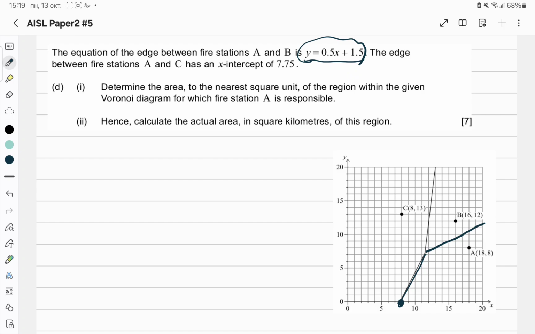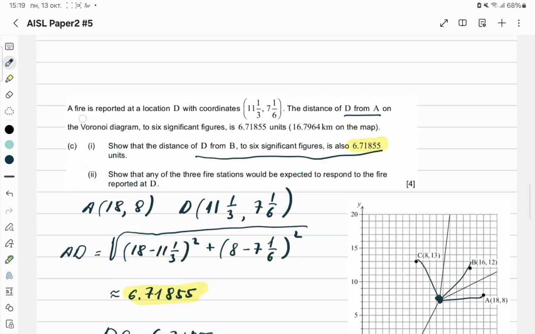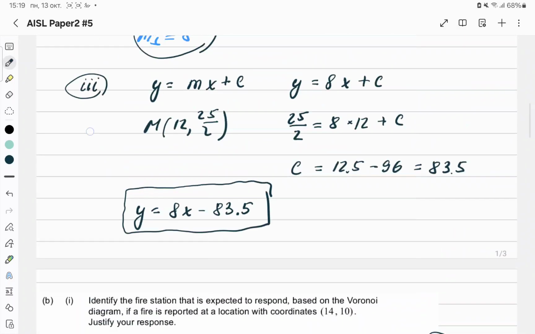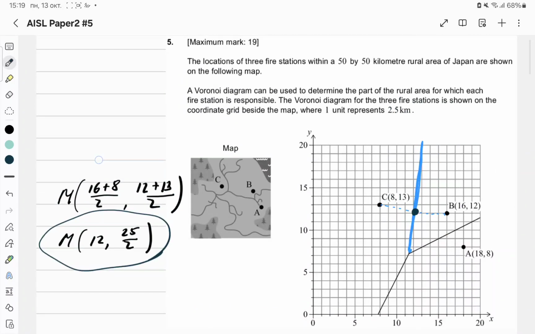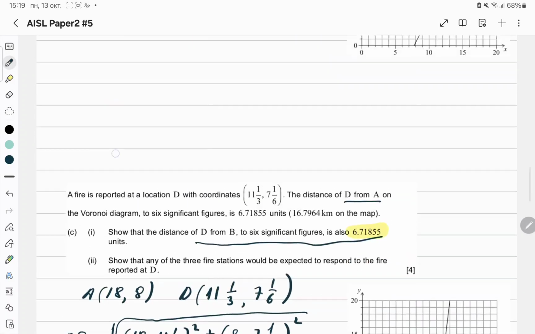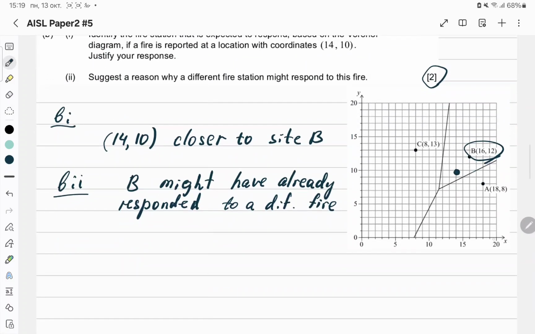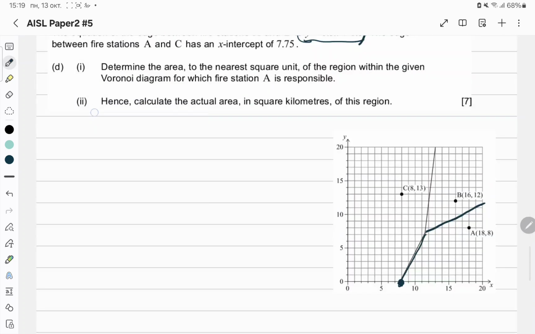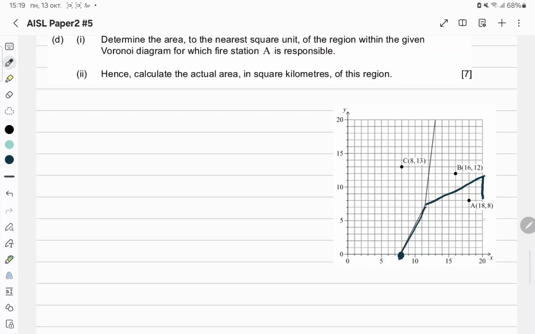Okay, so we should find the area of the shape. So how to find the area of the shape? First of all, let's look at the domain for this question. You see that domain is 50 by 50 kilometers, but in our case, since each unit is 2.5 kilometers, it means that this area. So I'm going to show what area we have to find. So this area. So we have to consider this shape. So we should be able to find the area of this shape. So this shape contains two shapes.